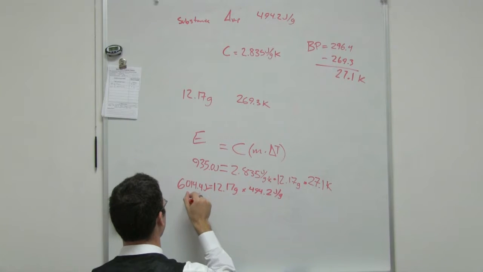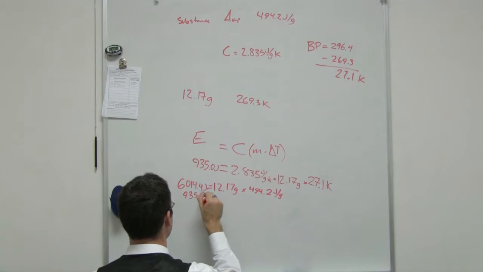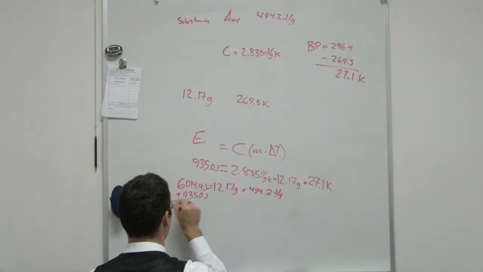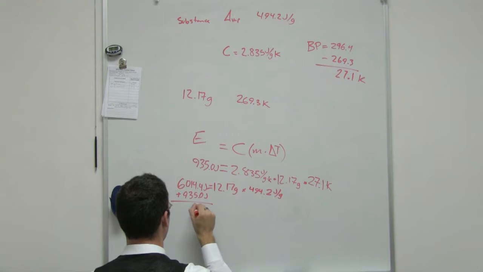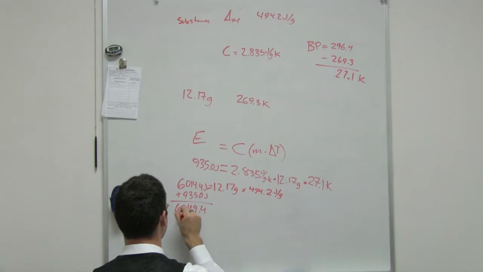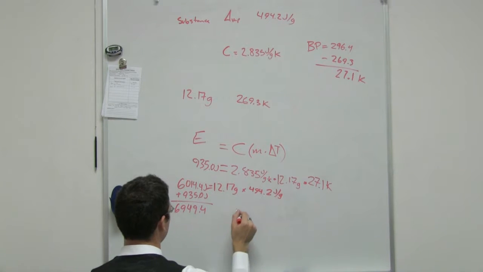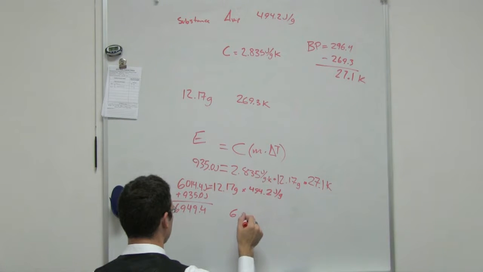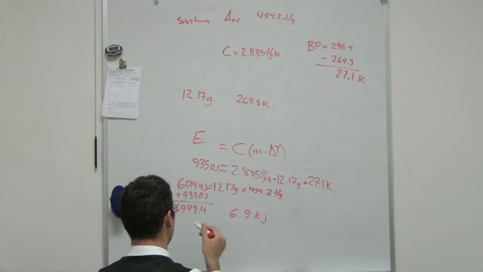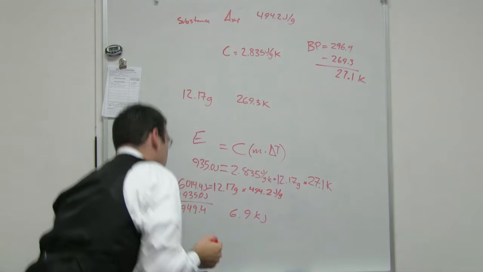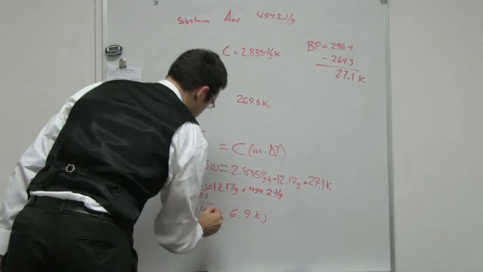And then we just do the sum of both: 935.0 joules plus 6,014.4 joules gives us 6,949 joules. So approximately 6.9 kilojoules, or 6,949 joules.